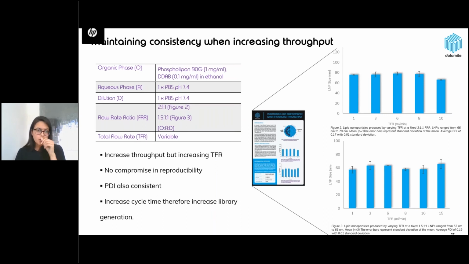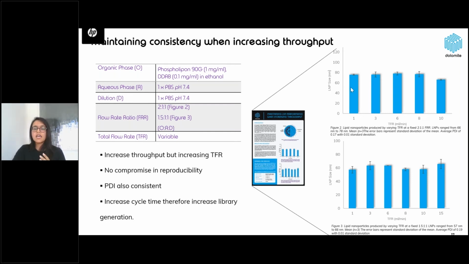So the second bit we wanted to test is the influence of the total flow rate on the lipid nanoparticle size. So keeping the formulation the same, and as well as the organic and the aqueous and the dilution being included in them, I've changed the total flow rate, but kept the flow rate ratio the same. So in figure 2 here, the flow rate ratio was kept at 2:1:1, and in figure 3, it was kept consistent at 1.5:1:1.